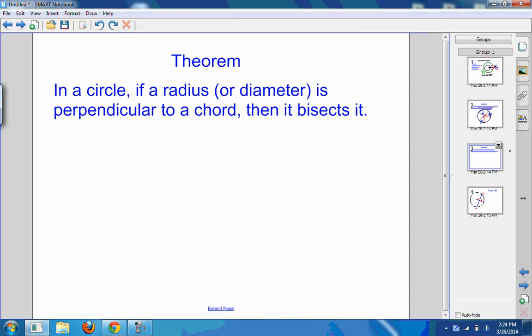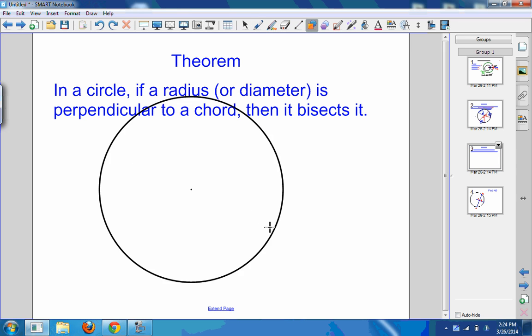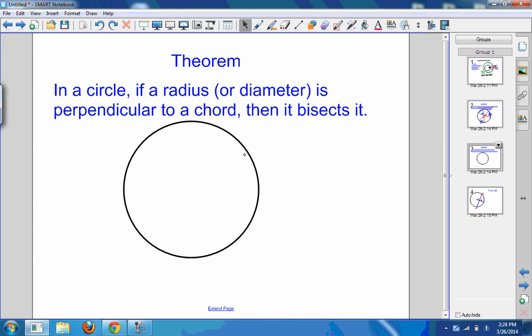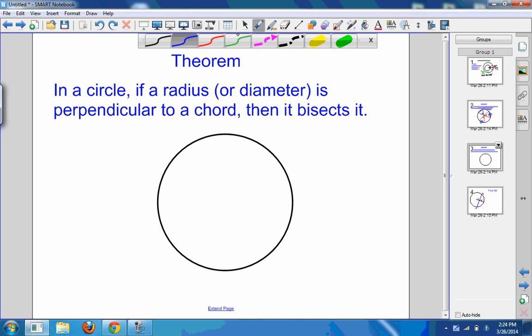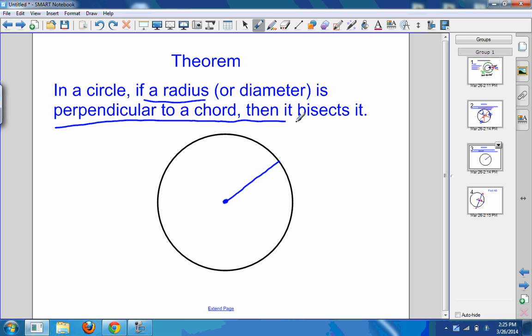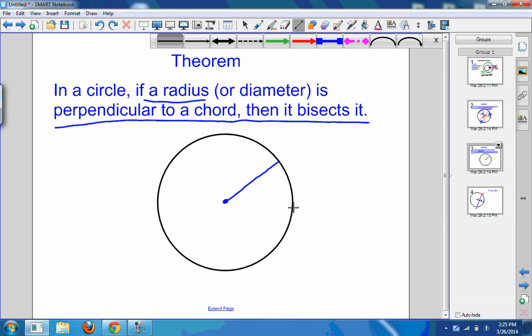Here is another theorem. In a circle, if a radius or diameter is perpendicular to a chord, then it bisects it. So let's try and make a picture and see what that looks like. We have a circle here, and we have a radius in the circle. So let's draw a radius. We need to draw a chord that's perpendicular to this. I'm going to use my straight line here for a chord, going from one side to the other.